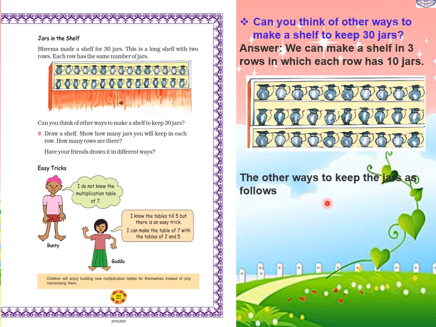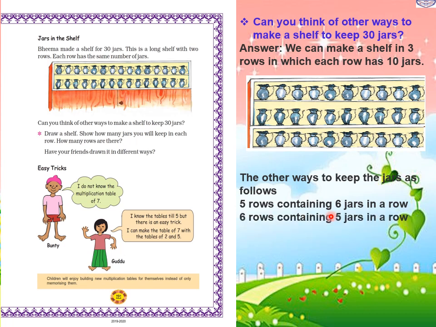So the other ways to keep the jars are as follows. Now, other ways: 5 rows containing 6 jars in a row. So we will make 5 rows, and we will keep 6 jars in each row. That means 5 sixes are 30.